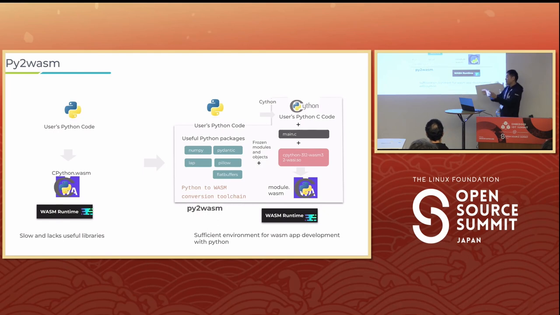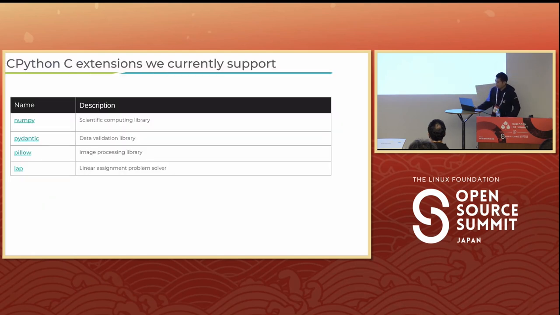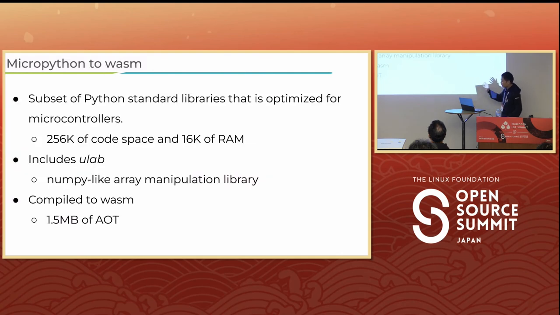But that means every WASM instance is going to have the entire thing linked together as a whole. So we're going to optimize that a bit. But at the very least, we have these libraries available to Python code, and it can be compiled into WASM, and we can run it. So this is a tool that we have, WebPy to WASM. And these are the libraries that we currently support. But like I said, it's too big for IoT, so it's more like an R&D thing.